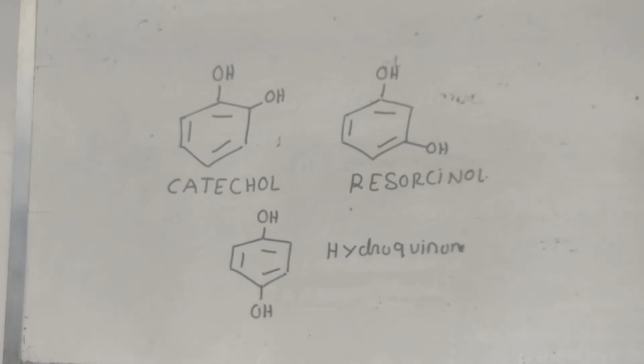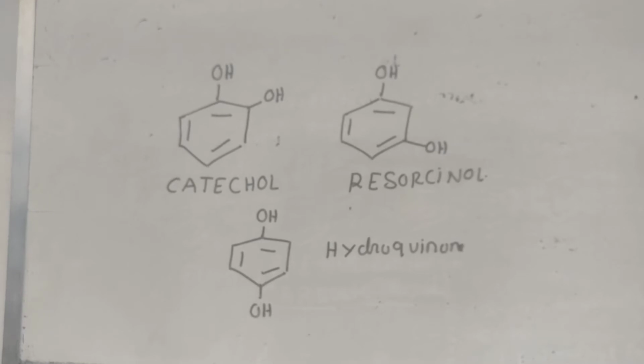Can you try giving the IUPAC names of these three compounds? The first one, as you can see, has two OH groups, one at 1 and another at 2. This can be called benzene 1,2 diol. Second one, what can be the IUPAC name? Can you guess? It will be benzene 1,3 diol. Diol means two alcoholic groups, commonly called resorcinol. And the last one will be benzene 1,4 diol.